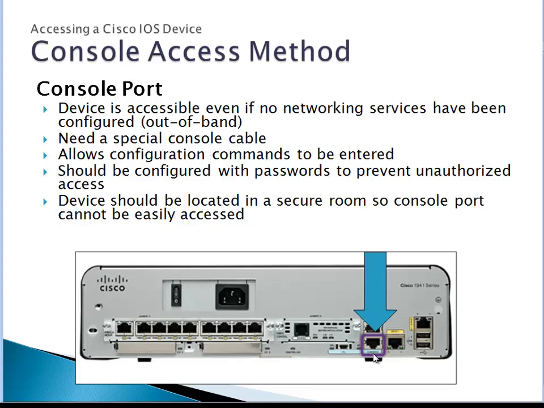Okay, so it needs a special console cable, it allows configuration to be entered, and it should be configured with a password to prevent unauthorized access. Like I'm saying, if your router is accessible by people, say in the lobby, someone could come with a console cable, plug it in and start configuring our router. Well, it's good if we put a password there, so at least we have some kind of security. Devices should be located in a secure room. So not in the lobby, put them in a lockable cabinet so nobody can access them. First, they have to break into that room, and then they have to plug in a console cable, and you have configured a password, so it's not as easy.